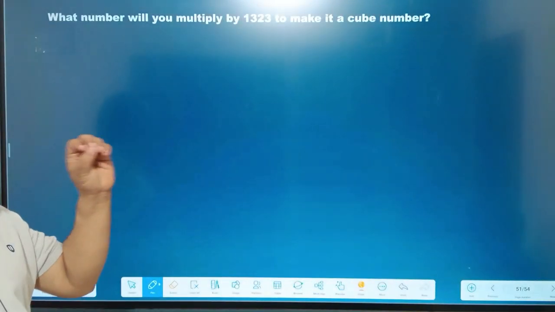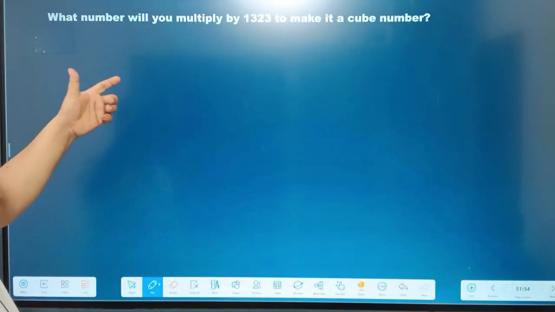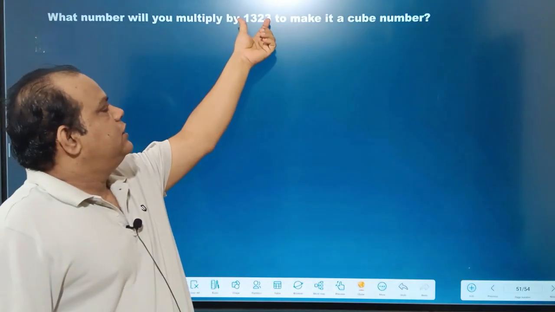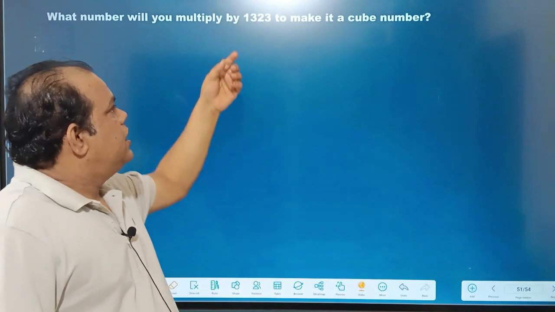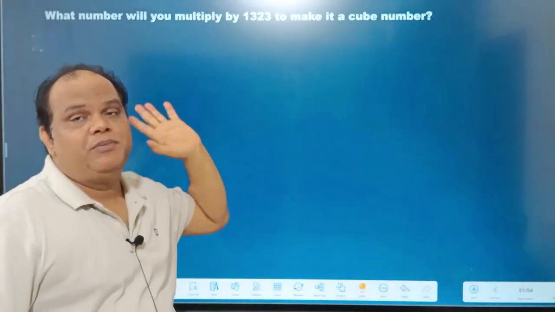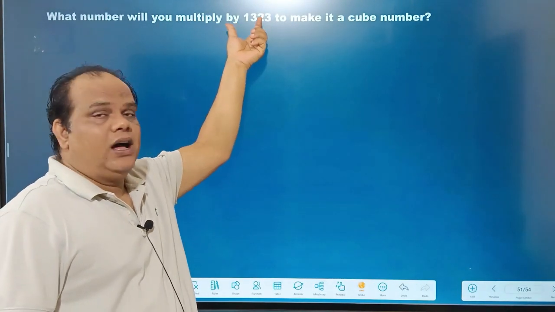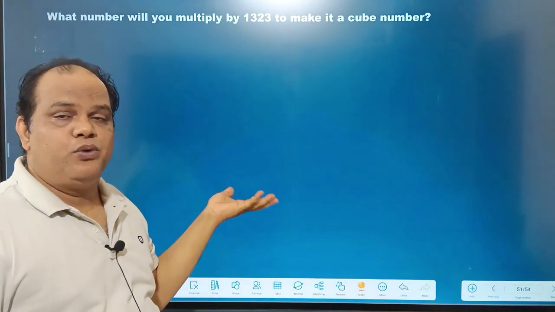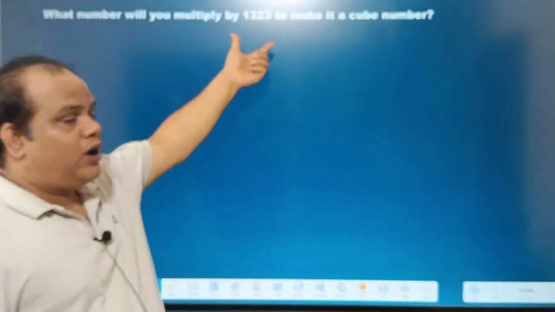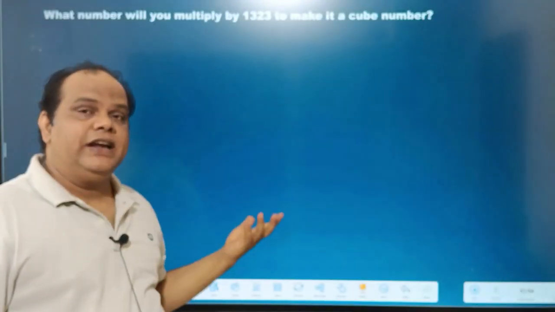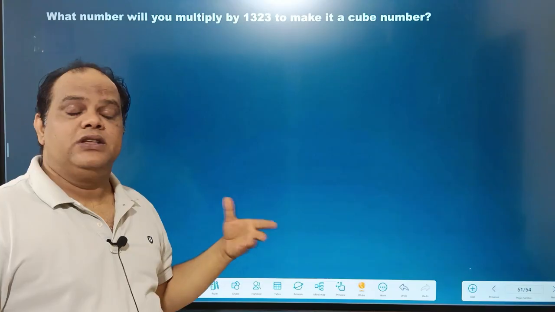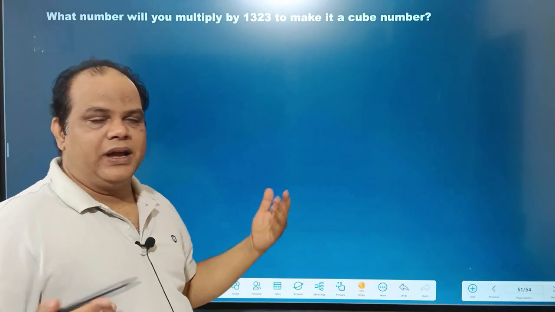So just try to understand what it's saying: what number will you multiply by 1323 to get a perfect cube? It means this number is not a perfect cube. If this would have been a perfect cube, they wouldn't have asked this question. So since it is not, how do we find out whether it is a perfect cube or not? What is the right method? We'll do the prime factorization. Let's do the prime factorization of 1323.